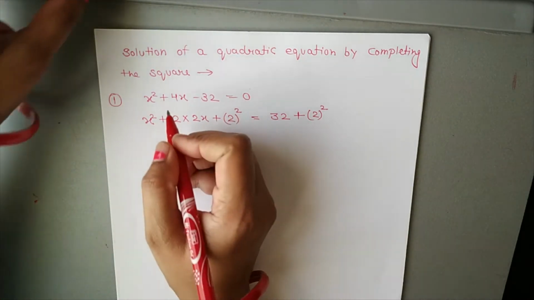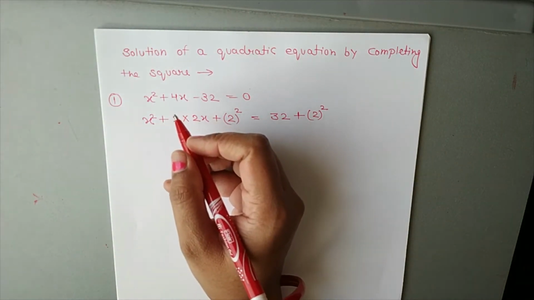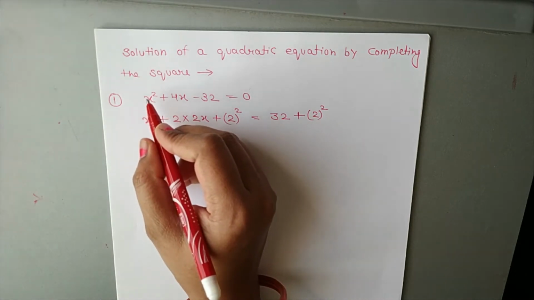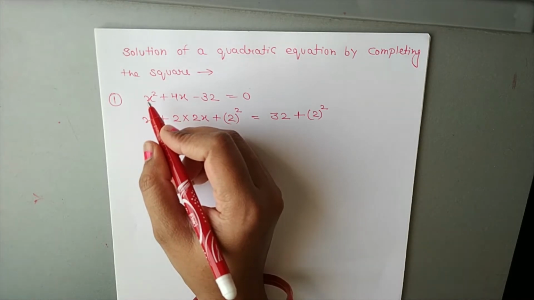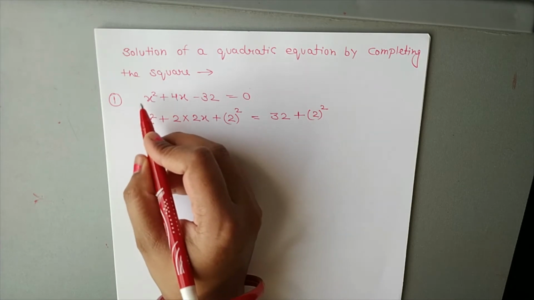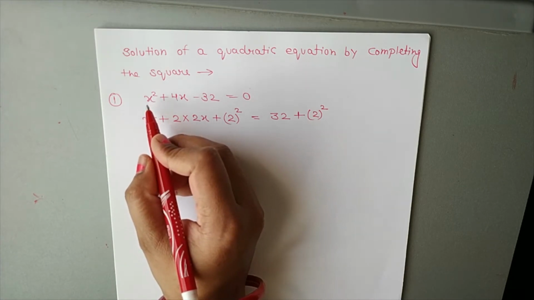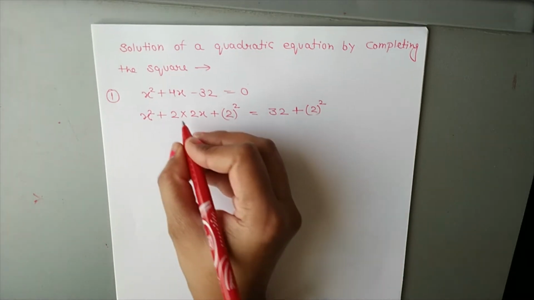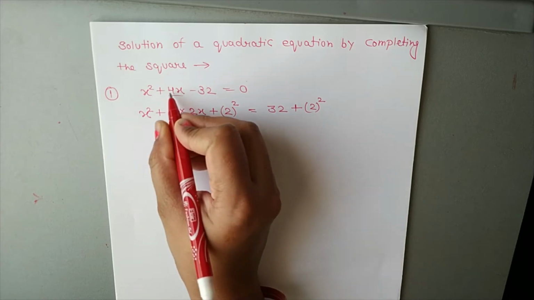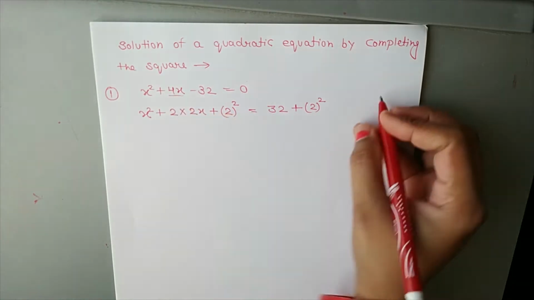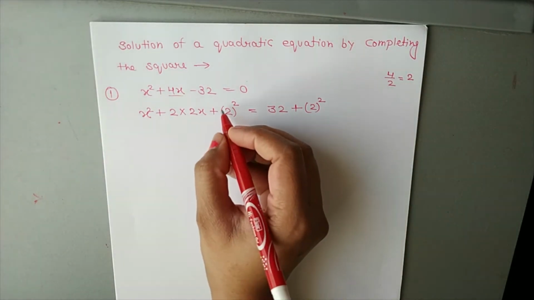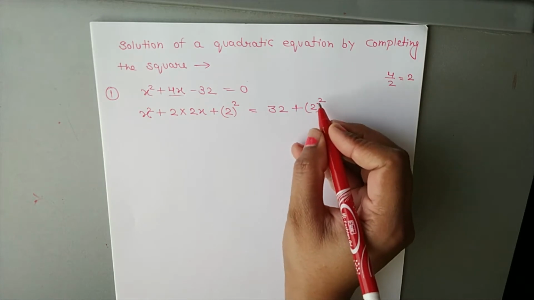What will be the procedure? First, the coefficient of x square should be single, it means make the coefficient of x square unity. But here it is already unity. So now the coefficient of x we will divide by 2, so we will get 2. Then we have to add 2 square, and here also add 2 square.